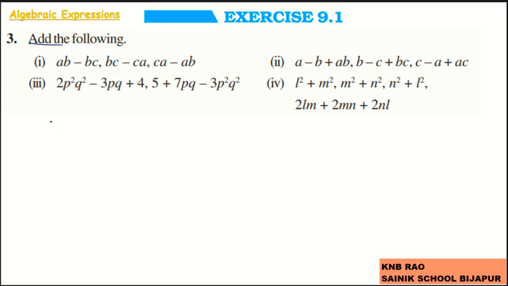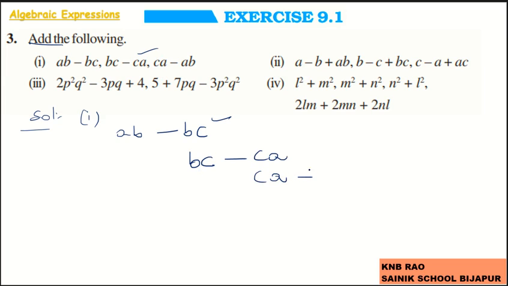First one. In the first one, AB minus BC. First, there is one binomial which I have written. Second binomial, BC minus CA. So, like term under like term, BC under BC I have written. CA minus AB, where I am writing here, and plus CA I am writing here.